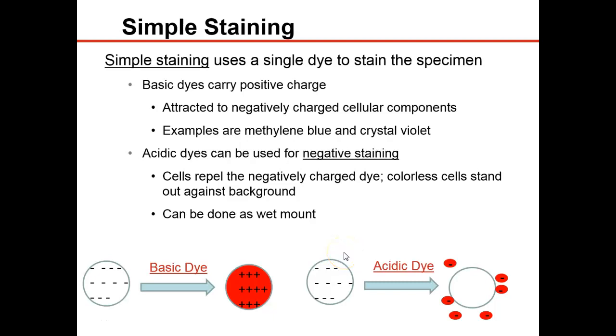Welcome back to the third lecture, and we're going to be talking about staining techniques. Our first technique is known as a simple stain. A simple stain is the usage of a single dye to stain a specimen. There are two types of dyes that we use in staining.